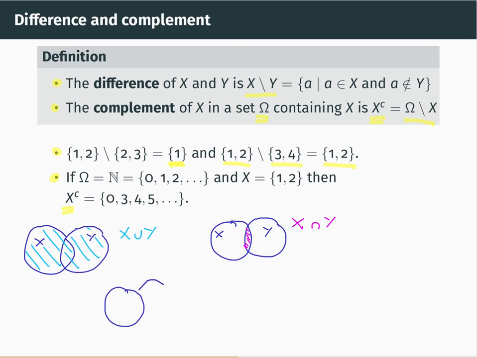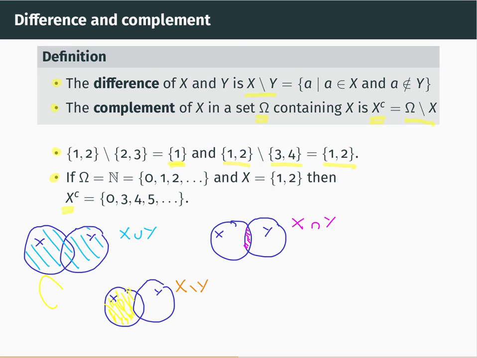Let's draw the same diagram again, a set x and a set y. This time the difference is all the things which are in x but not in y. So what we need to do here is to cover all the things which are in x but not in y. So this would be x take y.